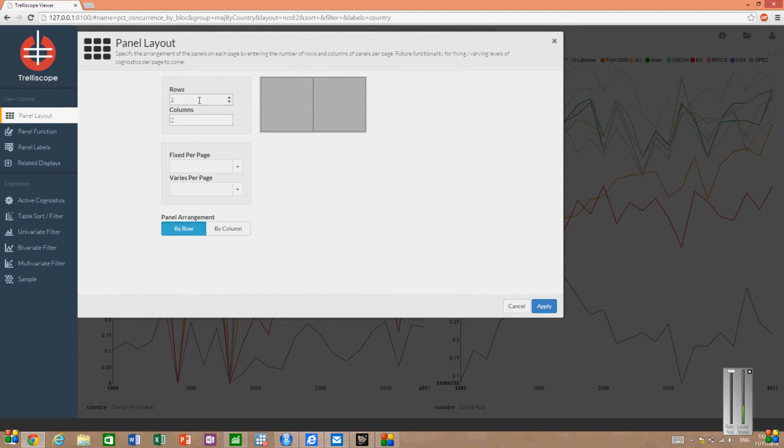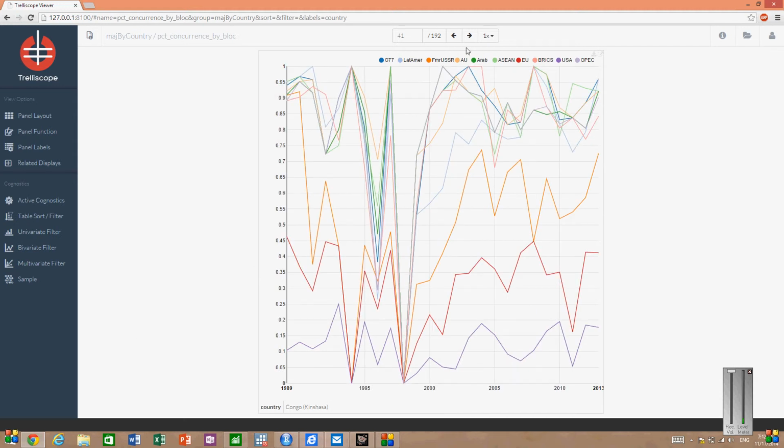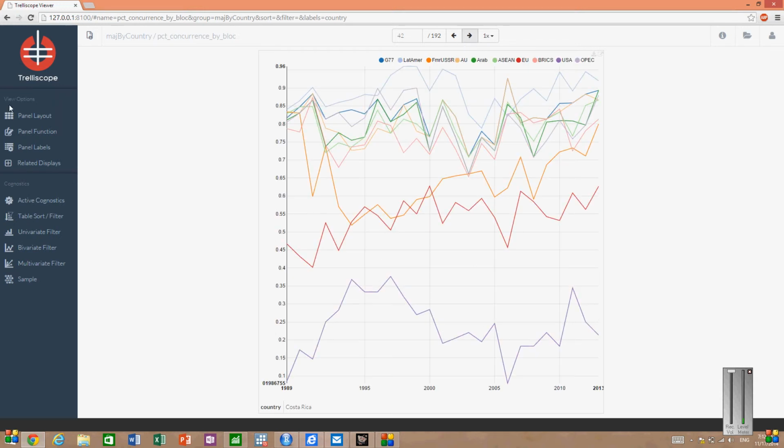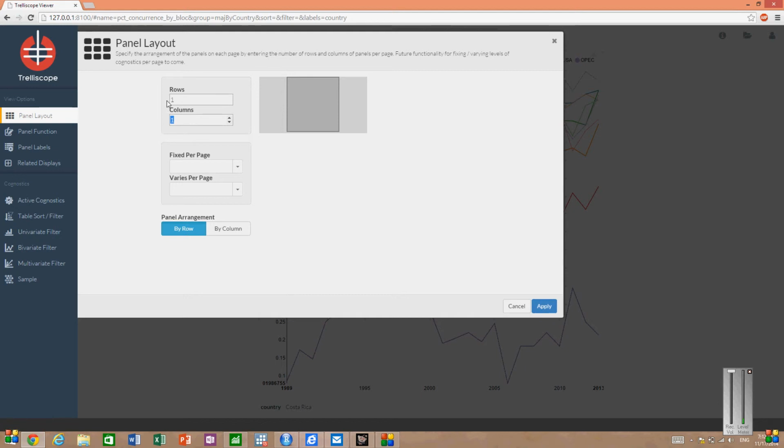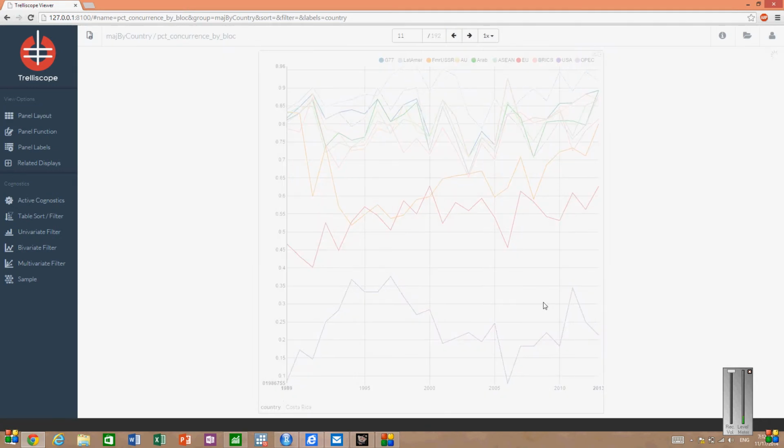This display also allows us to view in a variety of different formats. We can look at one in isolation. We can also view several panels at once if we are interested in comparing them visually.